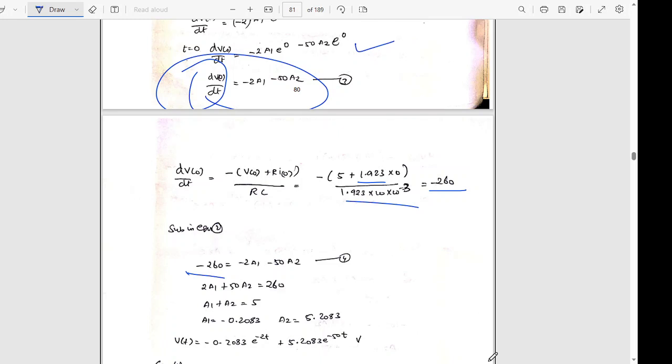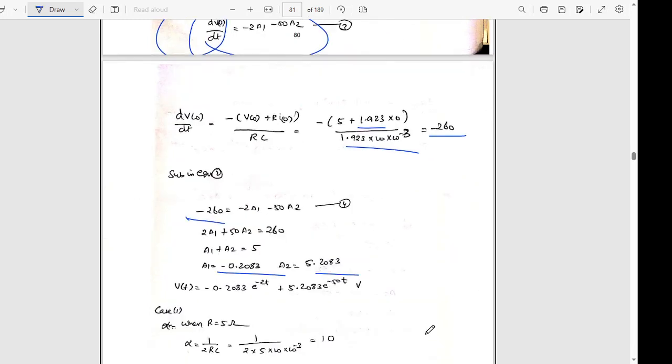I got two equations and two unknowns. I can solve it using a calculator. I got a1 equal to minus 0.2083 and a2 equal to 5.2083. You can even use Cramer's rule for solving, but a simple method is to use a calculator. You will get v of t equal to minus 0.2083 e power minus 2t plus 5.2083 e power minus 50t volt.